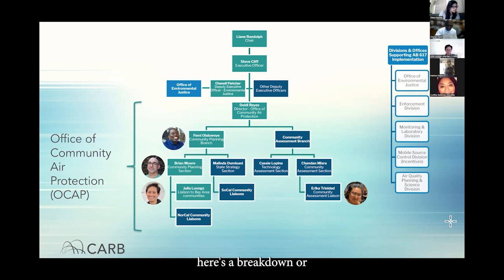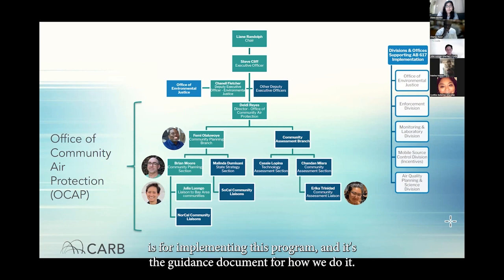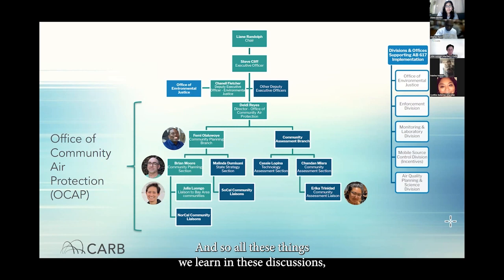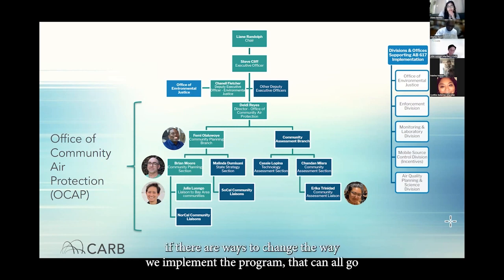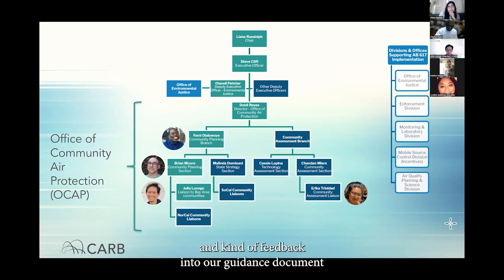Here's a breakdown, an org chart of our organization and how we fit into CARB's full organization. We have two branches in our group. My branch, on the left side, serves as liaisons to communities in the program. Because we're close to the community, we work on the statewide strategy for this program, which I referred to earlier as the program blueprint. The blueprint defines the strategy for implementing the program and is the guidance document for how we do it. All the things we learn in these discussions, if there are ways to change how we implement the program, can feed back into our guidance document and change the way we do things. So our branch really focuses on that.